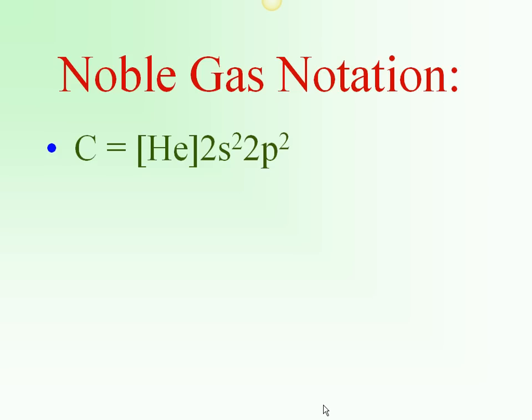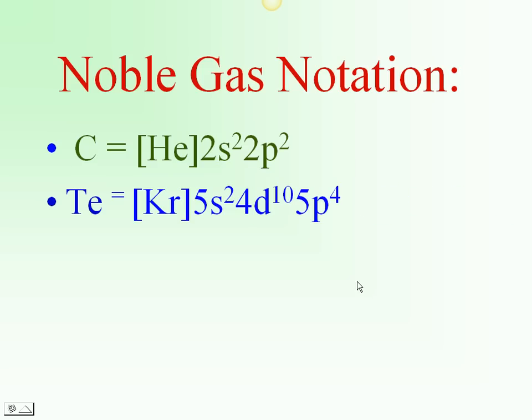So here's what carbon would look like. We have the He, which we just talked about, and He does the 1s orbital, and we start with the 2s orbital and then the 2p. Then another example would be tellurium. We start with the noble gas that comes before tellurium, and it's krypton, and then we start with the 5s, 4d, and then the 5p, where tellurium will be found.